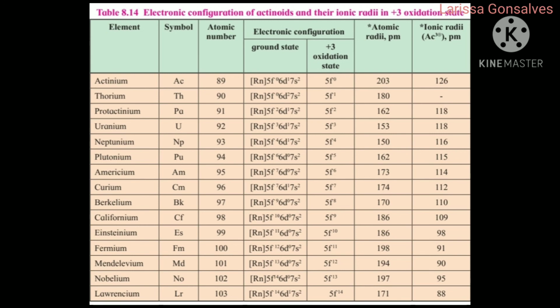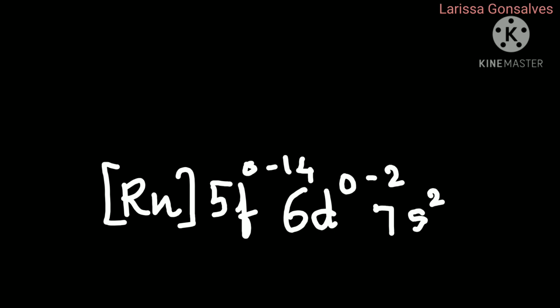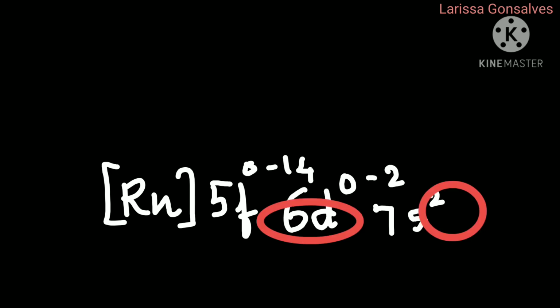The general electronic configuration of actinoids is the noble gas core of radon, 5f0 to 14, which means electrons are filled up in the f subshell in the range of 0 to 14, 6d 0 to 2, and the 7s is completely filled with 2 electrons. The most common oxidation state of actinoids is +3, which is formed with the loss of 2 electrons from s and 1 electron from d.